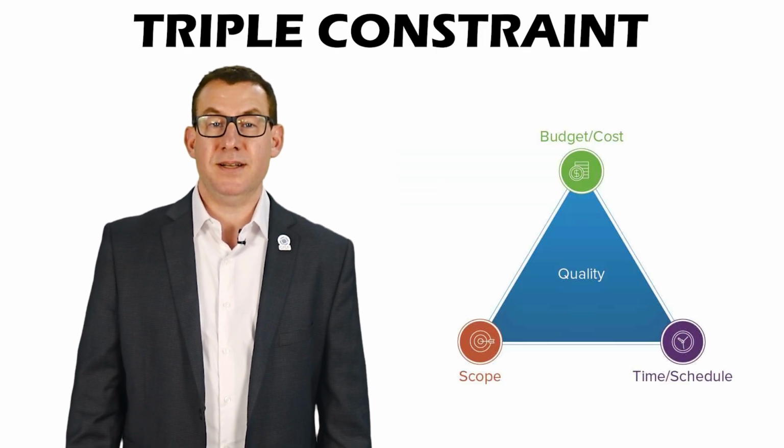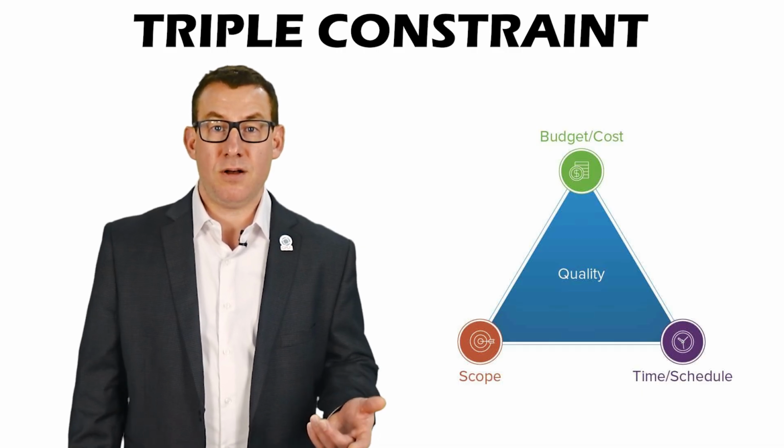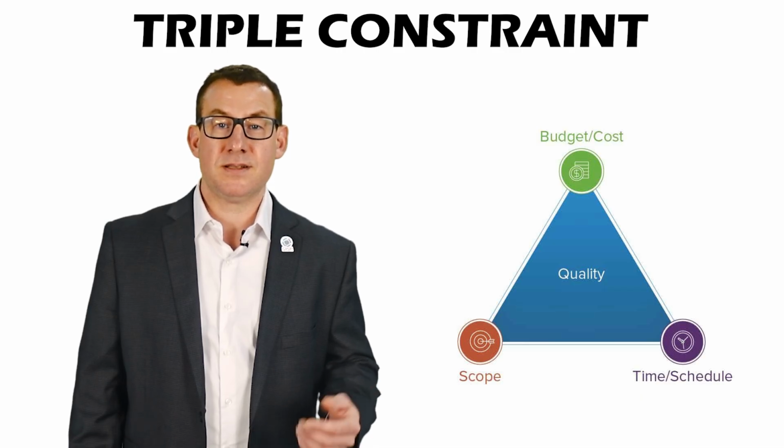The triple constraint. Scope, time, and cost are often called the triple constraint. Changing one affects the others.